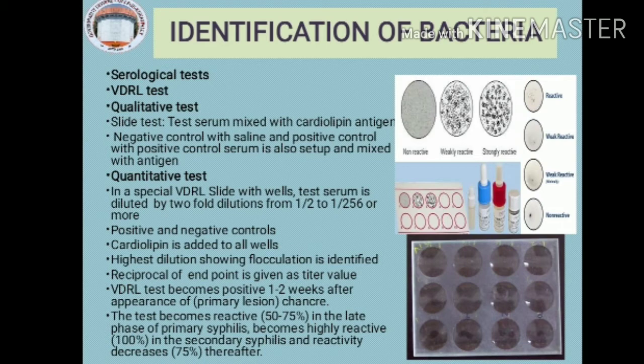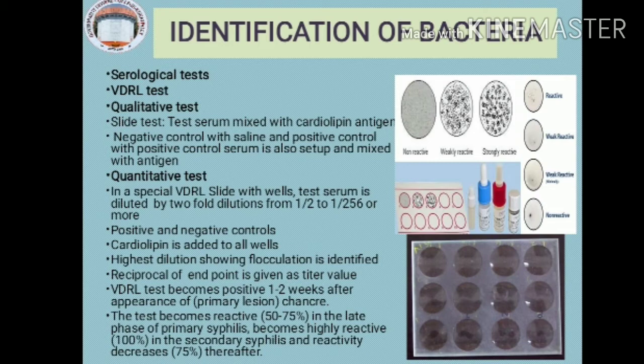Positive and negative control wells are added with cardiolipin antigen supplied with the kit. Then the slide is rotated for a few minutes and the contents are well mixed. Then the wells are examined for flocculation.